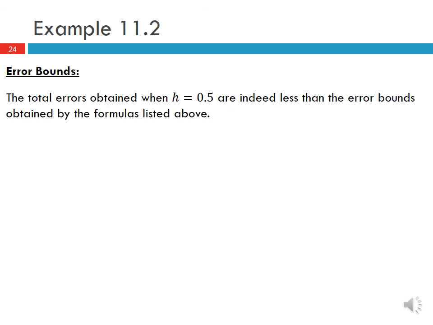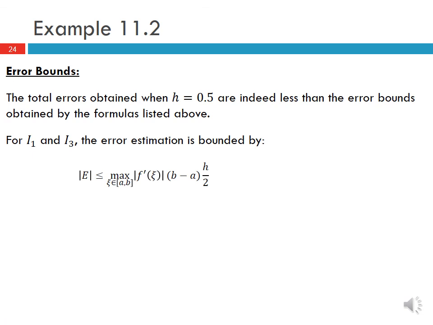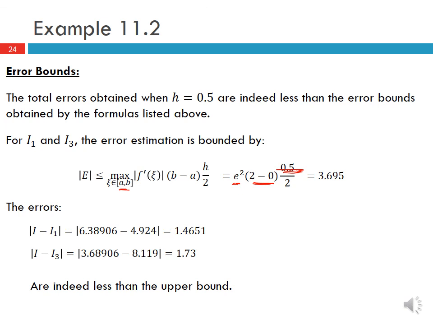So let's take a look at the error bounds. The total errors obtained when h is equal to 0.5 are indeed less than the error bounds obtained by the formulas that we went through earlier, and we can see that here. For I1 and I3, the error estimation is bounded by the expression shown here. If we plug in our values, b minus a is 2 minus 0, h is 0.5, and the derivative of e to the x is just e to the x, and the value of c that maximizes that within our interval is 2, so that's why we have e to the power 2 here. That means our upper bound of the error is 3.695. The errors for our estimates number 1 and number 3 are shown here, which are indeed less than this upper bound.